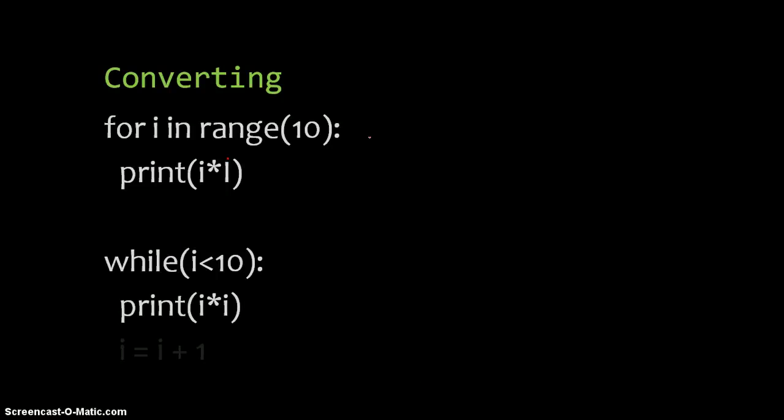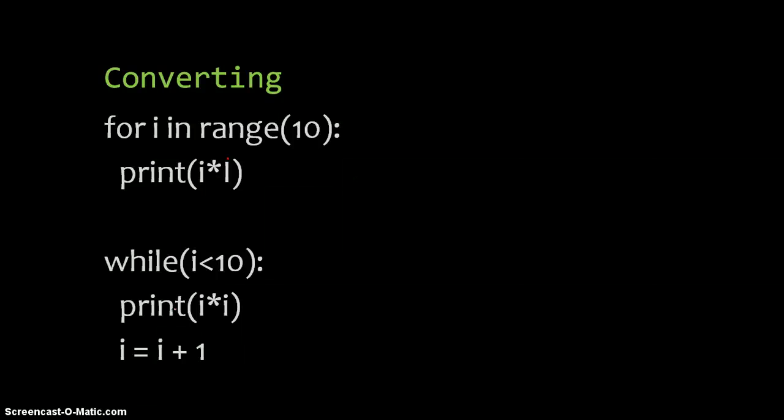You can also do the same thing with a while loop. Not necessarily useful, but you could convert this into a while loop and say, well, i is less than 10, print i times i, and then you have to do something else that you didn't have to do in the for loop, which is to make i 1 bigger.